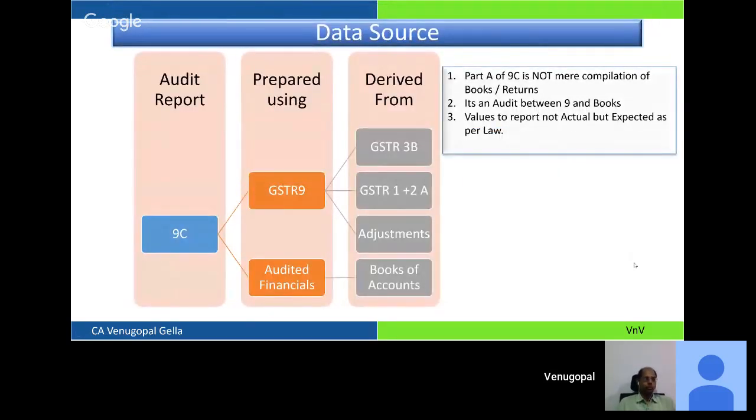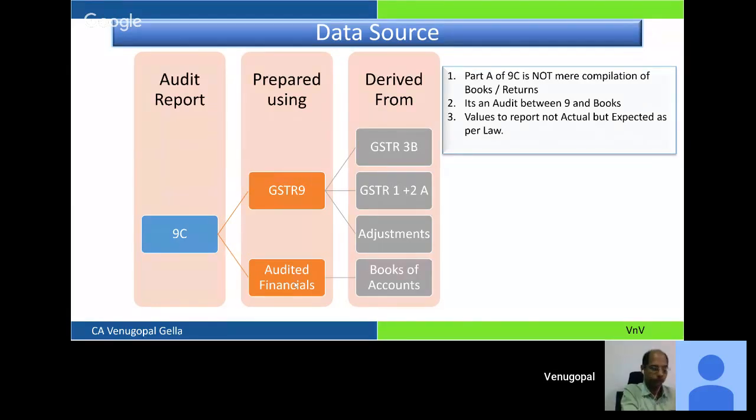A very important thing one has to note is, while preparing GSTR-9C, the source of the data is GSTR-9 and audited financial statements. GSTR-9 is prepared by the SSE, and GSTR-9C is now attempting to compare the compliance which the SSE has done in GSTR-9 and the audited financials. Are they matching and is it correct?